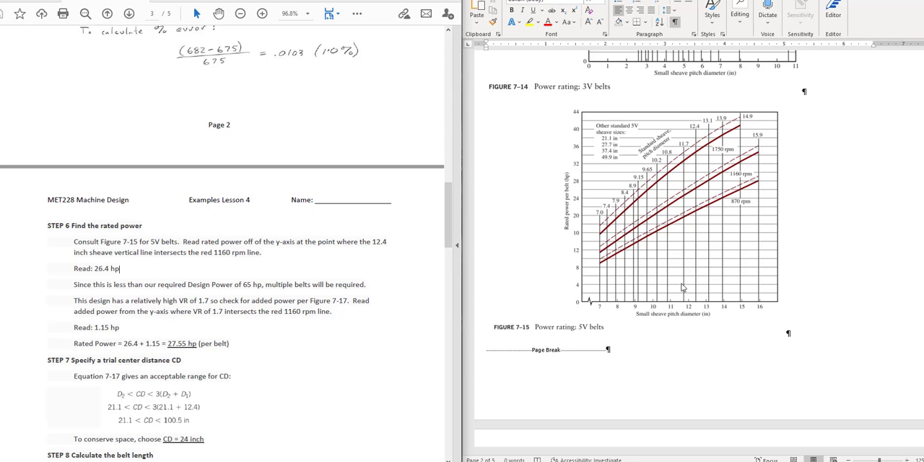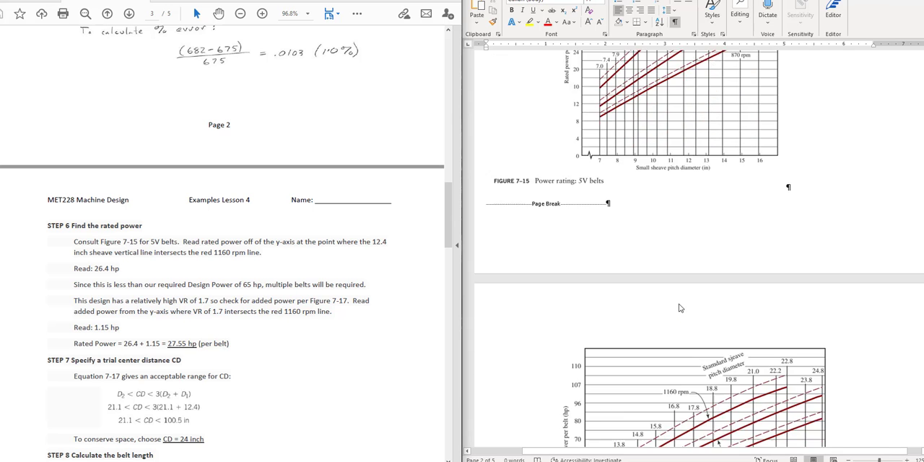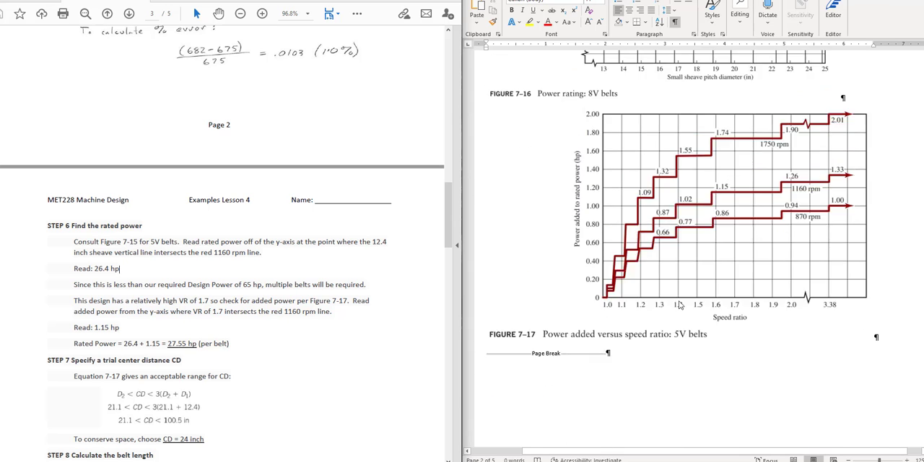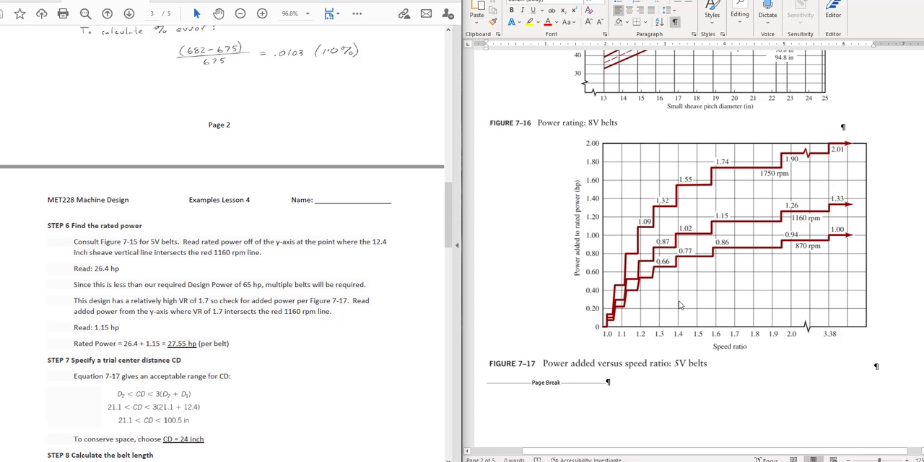This design also has a relatively high velocity ratio, so let's go take a peek at figure 717, which shows us our power added. This is a power factor that actually adds power, just because of things like our speed ratio. Our speed ratio is relatively high at this 1.7. If we come up this vertical line here and see where it intersects the 1160 right here at this point, we have an added power of 1.15. It's not a factor. You don't multiply it, you add it.